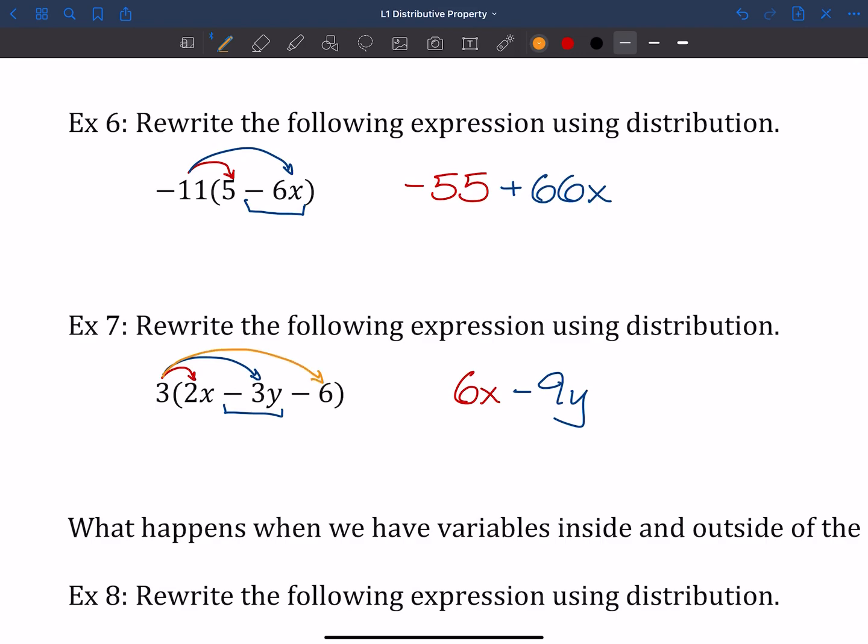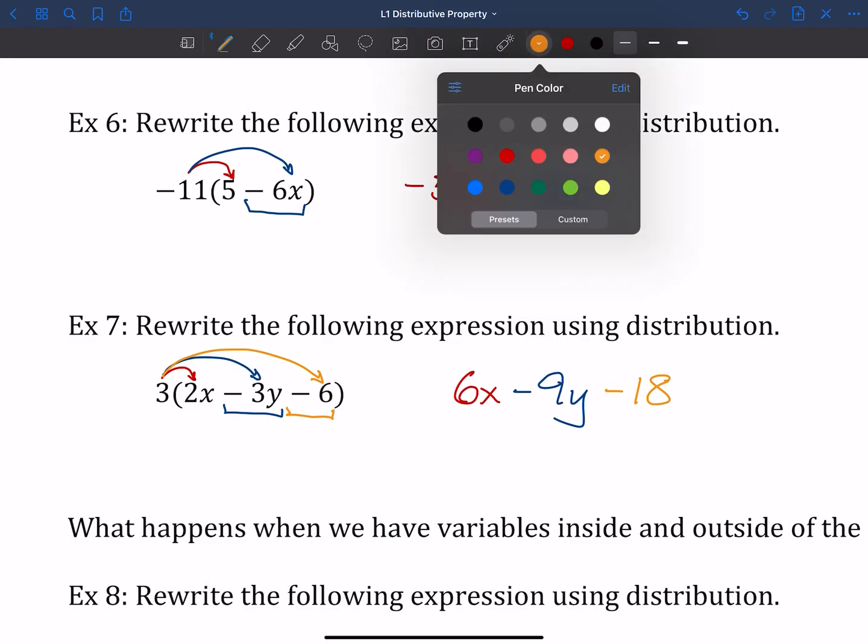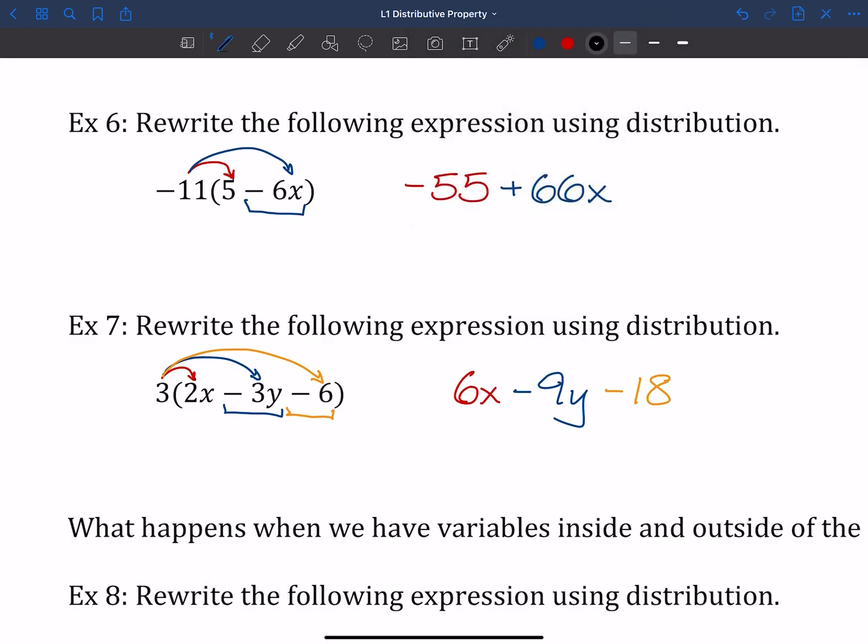And then that last piece is 3 times negative 6, again grabbing the sign that comes in front of it. So 3 times negative 6 is negative 18. And that's where we get to: 6x minus 9y minus 18. All right, give yourself a pat on the back if you got that one right.